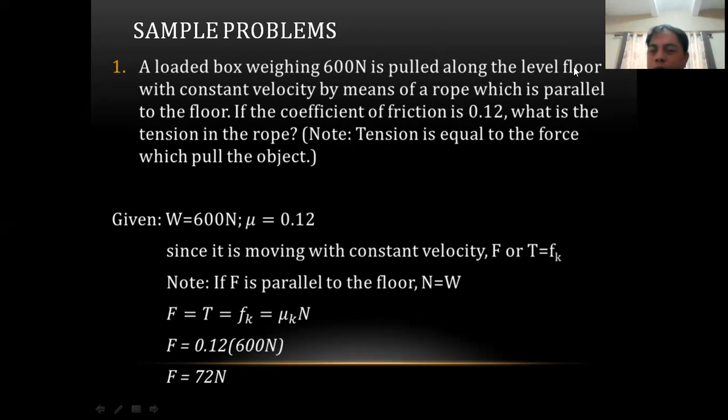Now, the coefficient of friction, as they've mentioned, is equivalent to 0.12. Our question is, what is the tension in the rope? Usually, the tension is equal to the force which allows us to pull the given body. Okay, so let's ponder upon this problem.